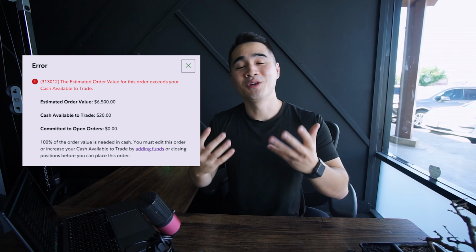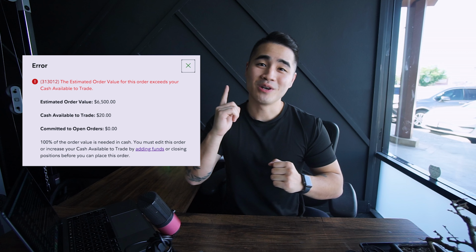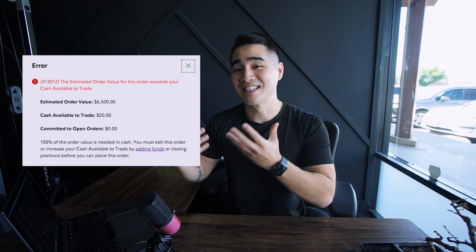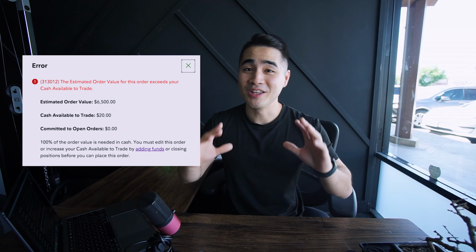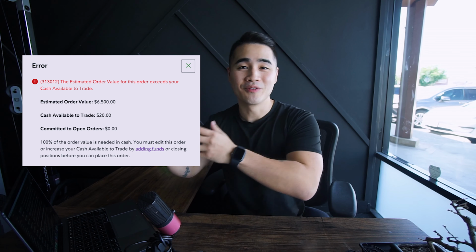Now you can see that it gives me this error. The reason why is because I only have $20 in there and I need $6,500 in my money market account if I actually want to buy $6,500 worth of FXAIX. This is why before you buy a stock, you have to make sure you have enough money in your funds before you buy whatever amount that you want.